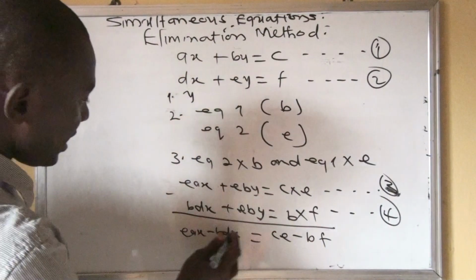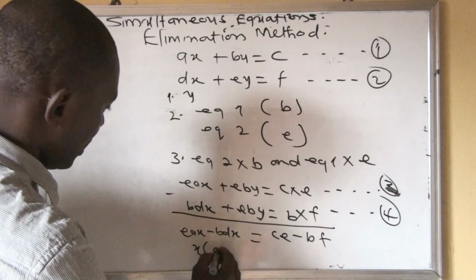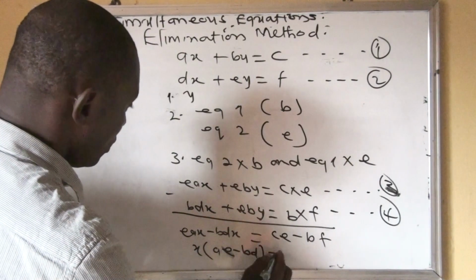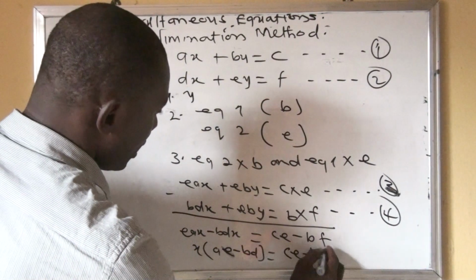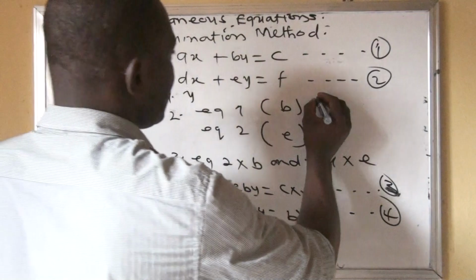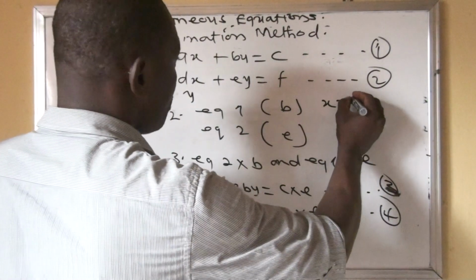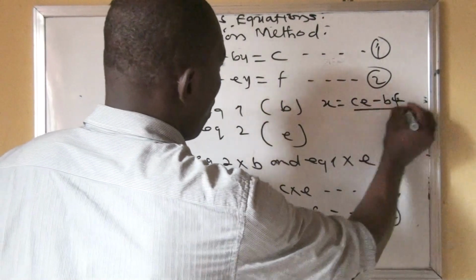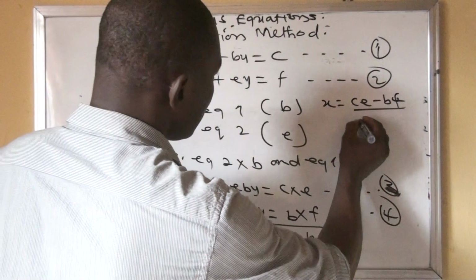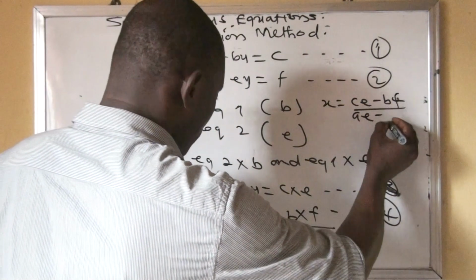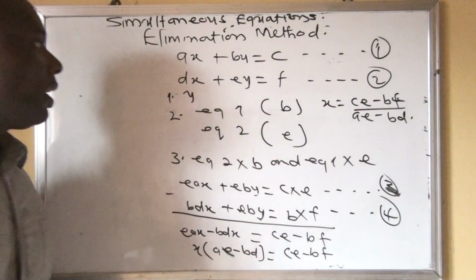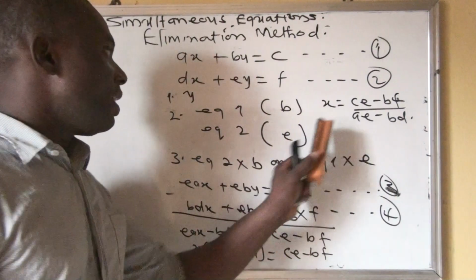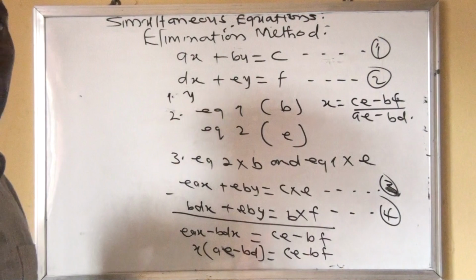Okay, here x is common, we say x open bracket a e minus b d, we close it, equals c e minus b f, and your x becomes c e minus b f all over a e minus b d. Okay, that is the elimination method. Here we'll be able to obtain the value of x. Okay, because I'm just using variables now.